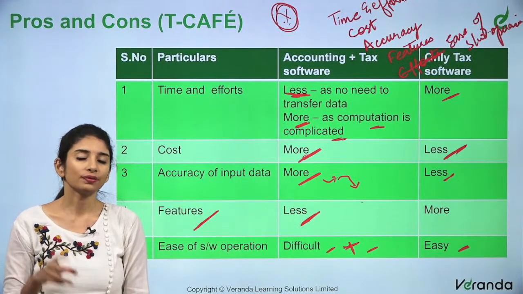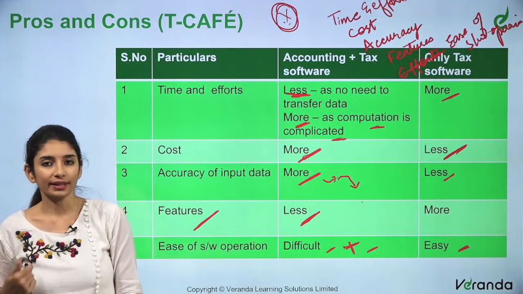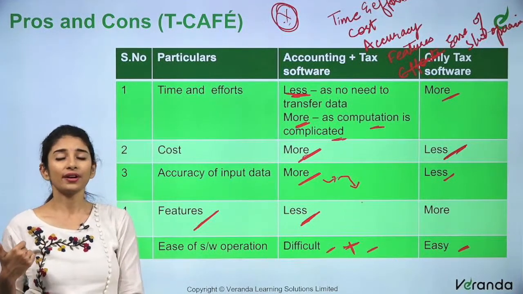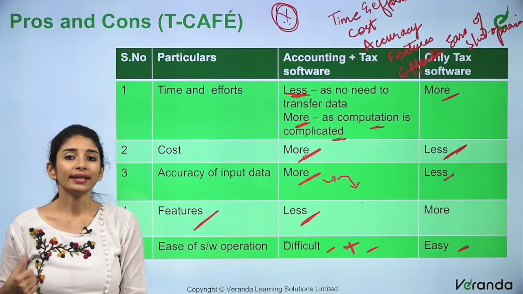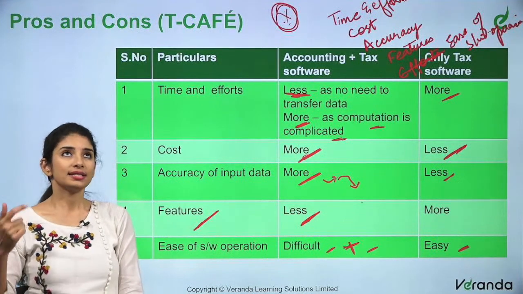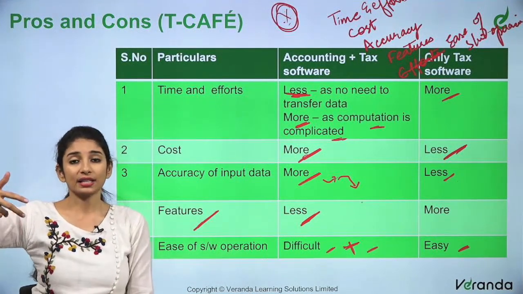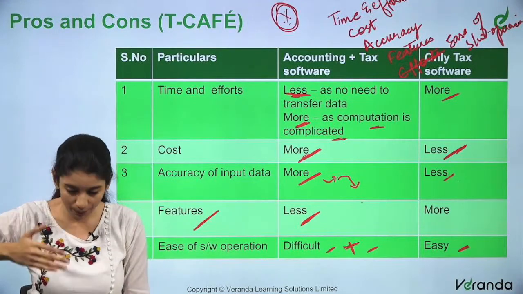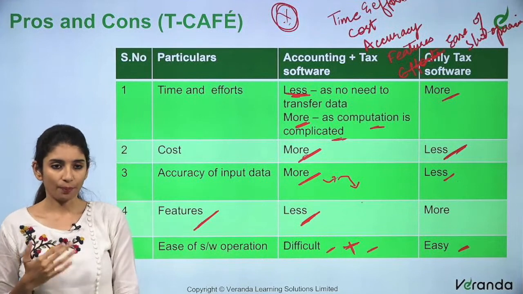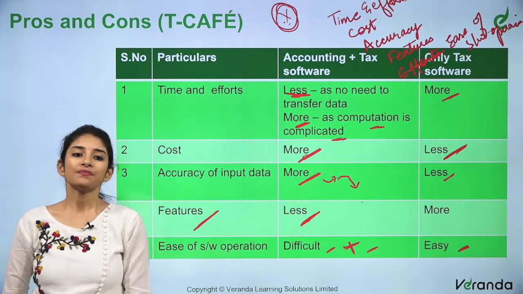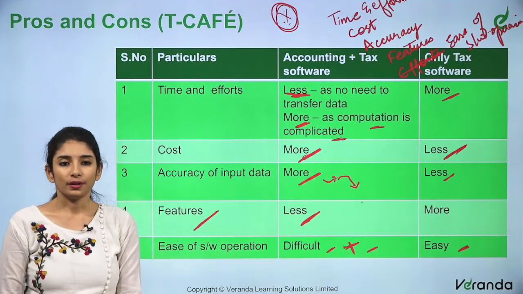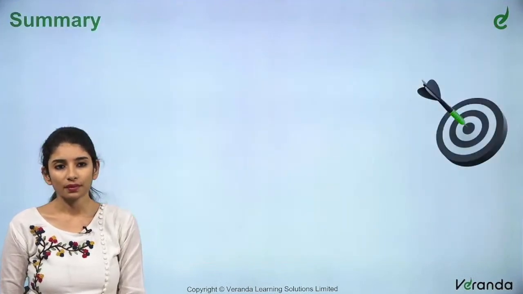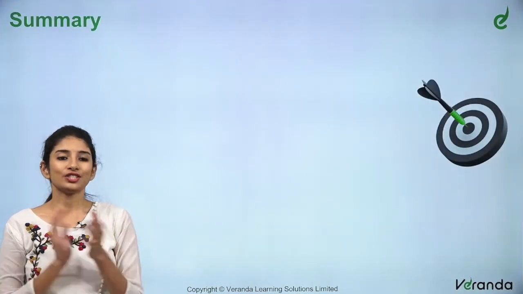So, pros and cons of having two softwares: T-CAFE. T stands for time and efforts required. C stands for cost, A stands for accuracy, F stands for features, E stands for ease of software operation. Clear, guys? Yes? Wonderful. Let's move on to the last part of this chapter, okay?